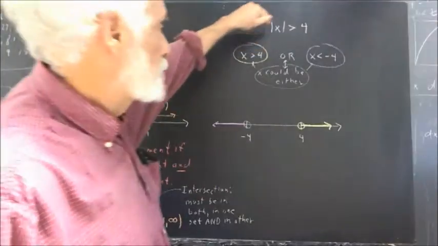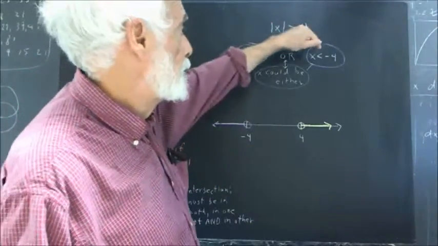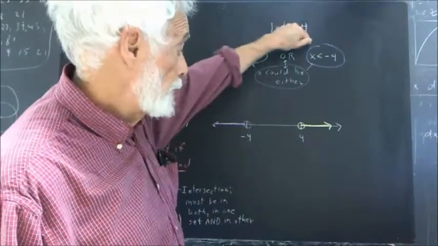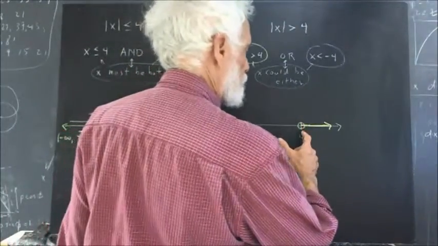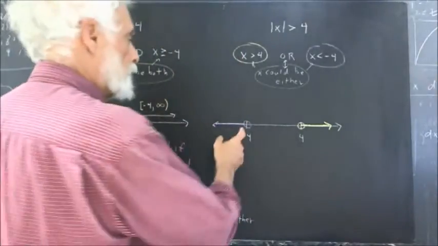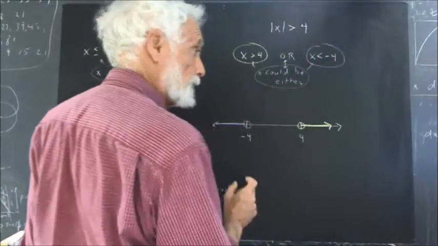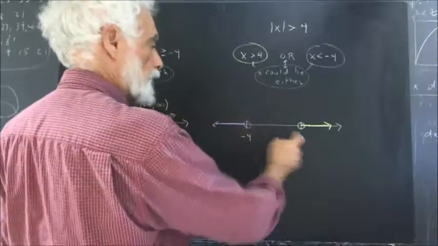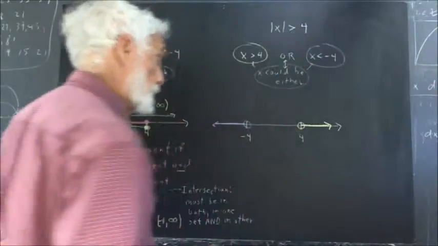Now, |X| is greater than 4. That's true if X is greater than 4. It's also true if X is less than -4. The absolute value of X will be greater than 4 under either of these conditions. So, everything on this yellow arrow represents all the X values greater than 4, and everything on this purple arrow represents all X values less than -4, with open points at -4 and 4, because those points are not included because of the strict greater than.